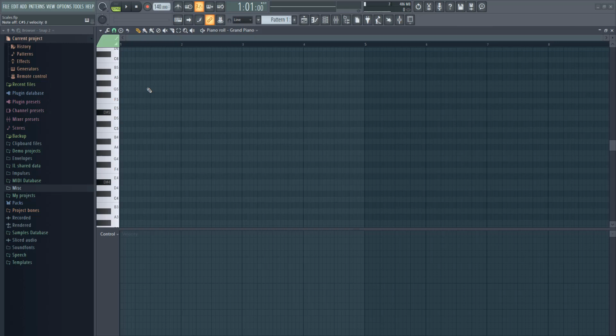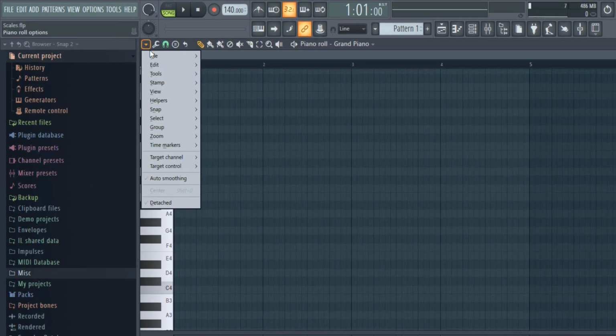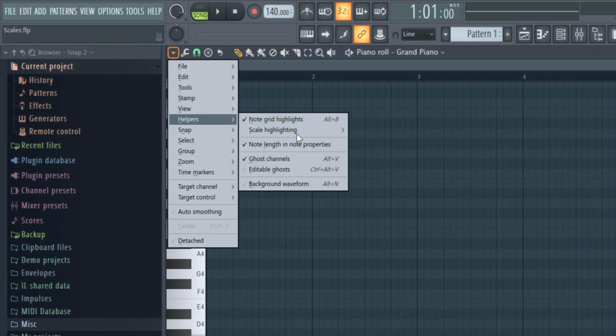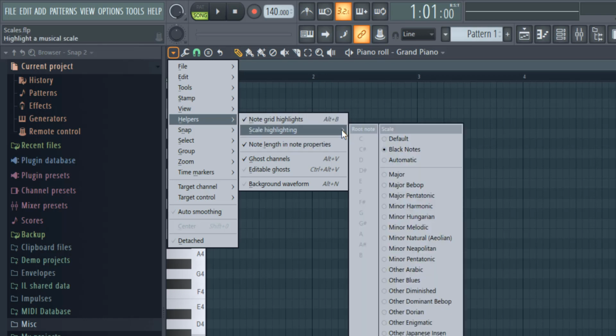And if you have jumped to this time, I suppose you need a quicker way. And here we are. You see that drop down arrow? Click there, go to helpers section, go to scale highlighting, select the scale you want and the root note also, and all the notes in that scale will grey out, and all you have to do is stick to them.